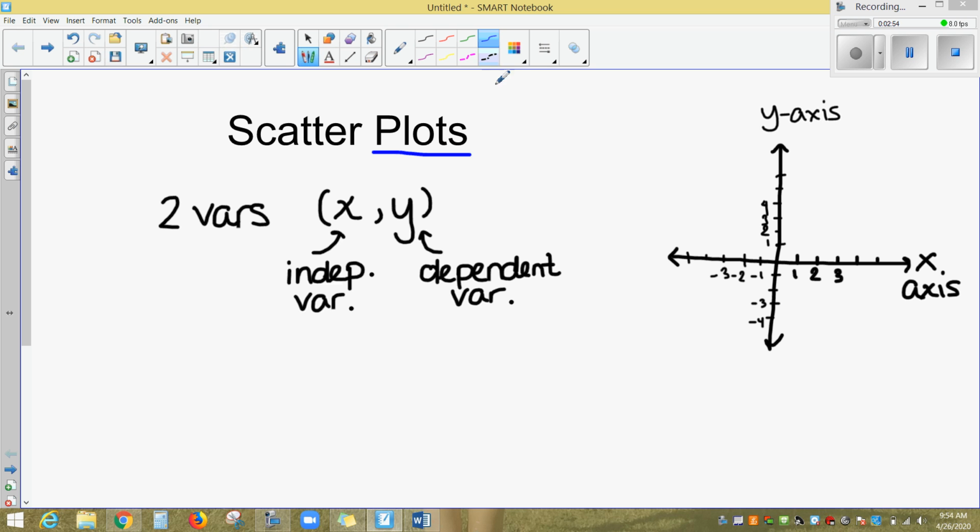So just to practice for a moment, if we wanted to plot the point (2, 3), okay, from the origin, which is the place where they meet, they intersect, and that's at (0, 0), we would go right 2 steps and up 3 steps. If I wanted to plot the point (-1, 4) from the origin, I would go left 1 and up 4.